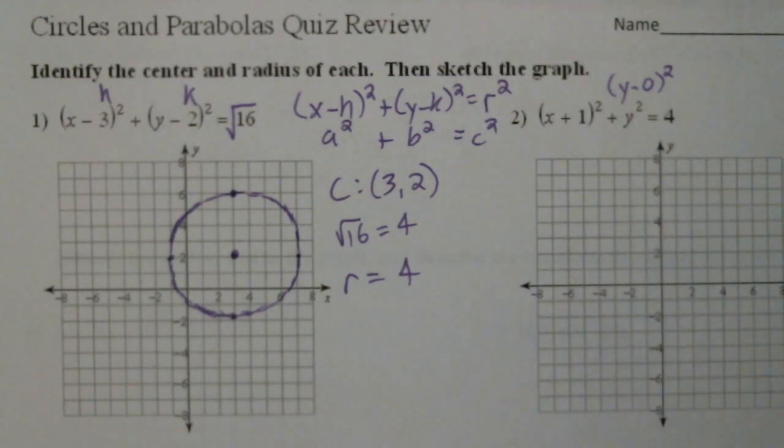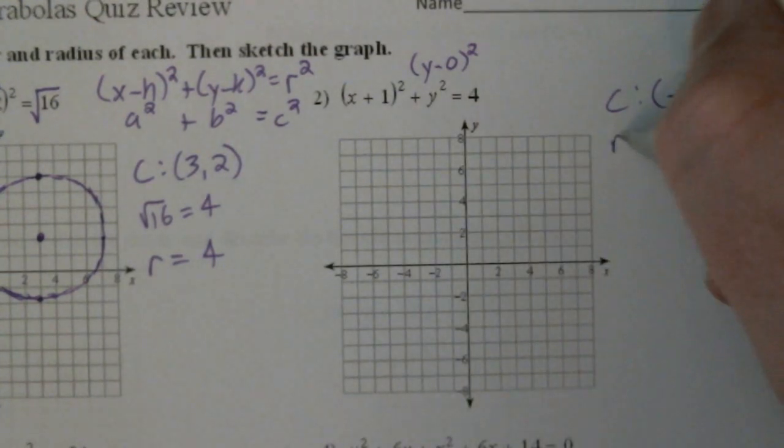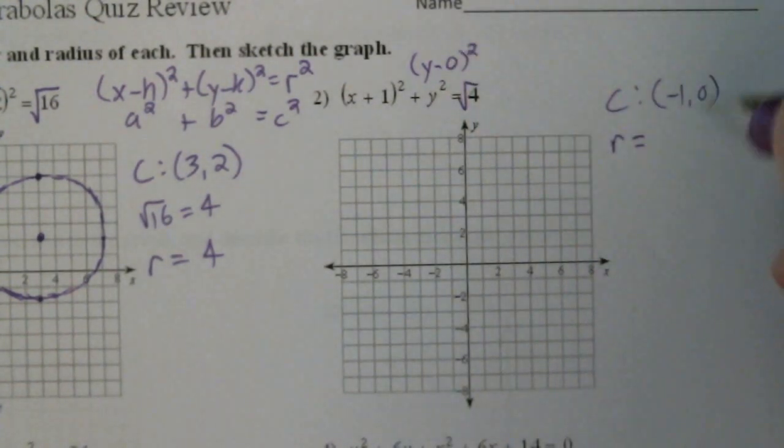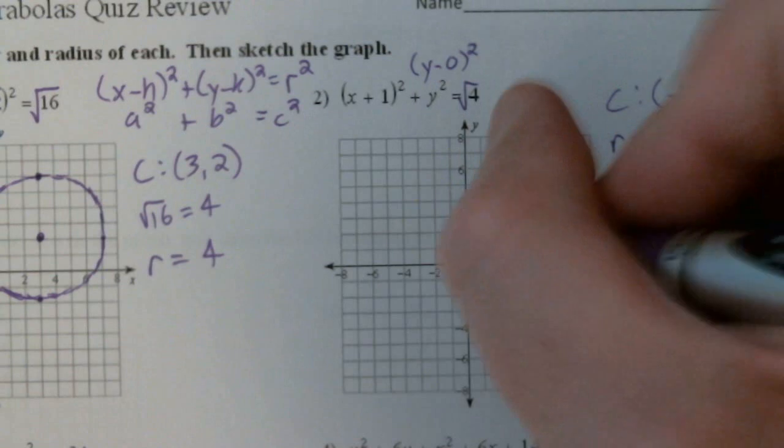Alright, and remember, this is r squared. Sorry, I can't say that. Remember, this is r squared, so your radius is the square root of 4, which is 17. Just kidding. Alright, so let's go ahead and graph our center, -1, 0.